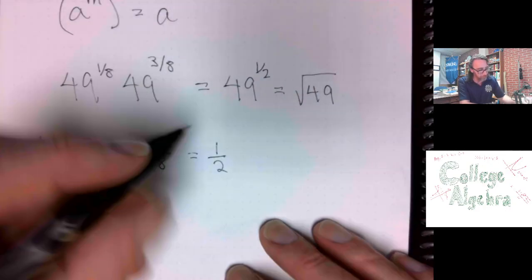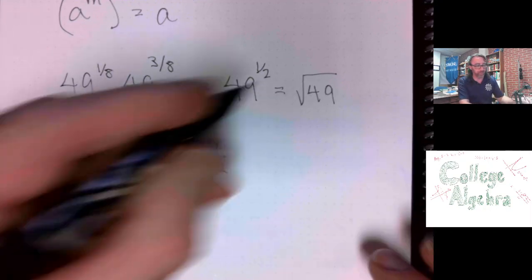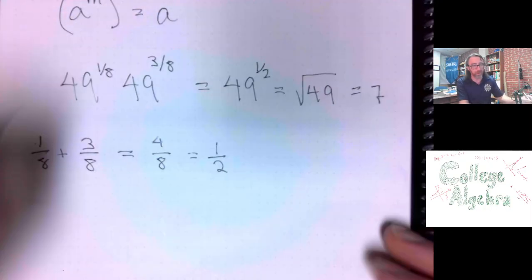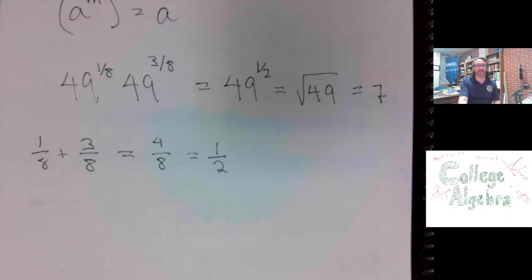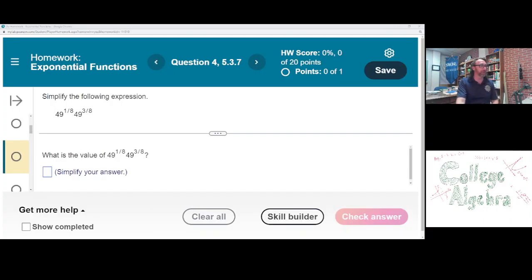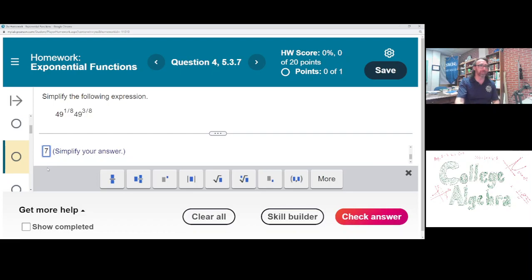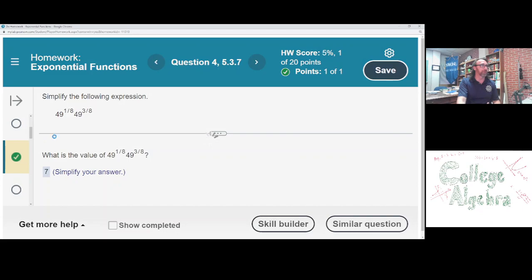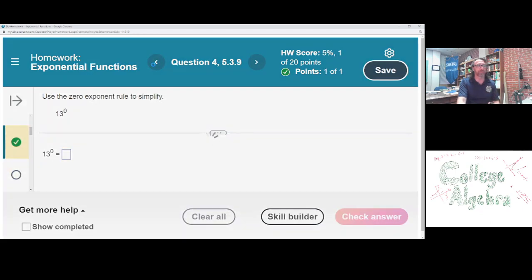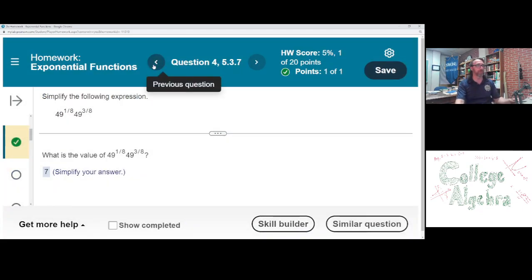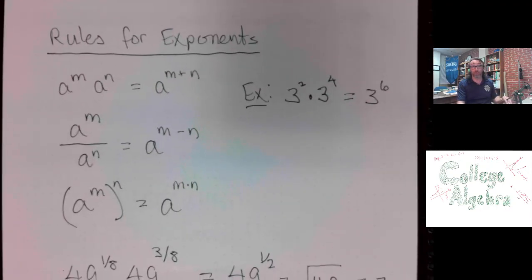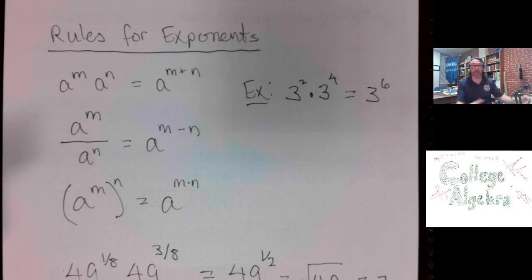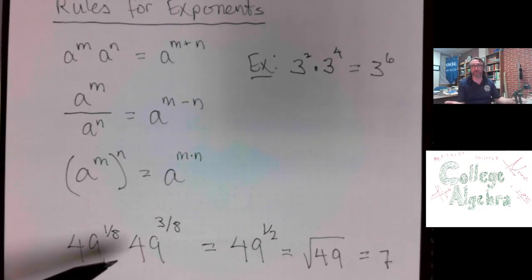Based on what we know about fraction exponents from a previous video, 1/2 power is the same as square root, and I know what the square root of 49 is. I know the square root of 49 is 7. So over here, 7. Check answer. Great. Okay, so the question looked kind of tough with those 2 fraction exponents, but all we needed to do was remember the rules for exponents and then apply those rules to the exponents that we had.